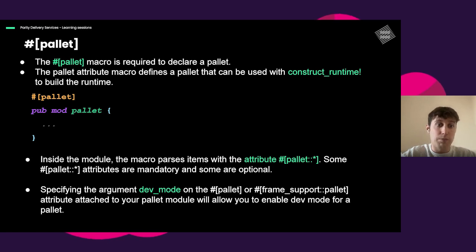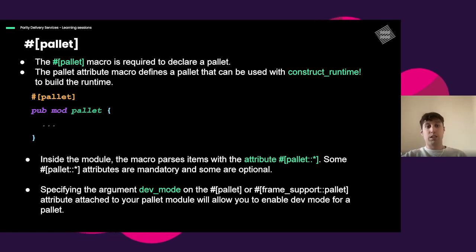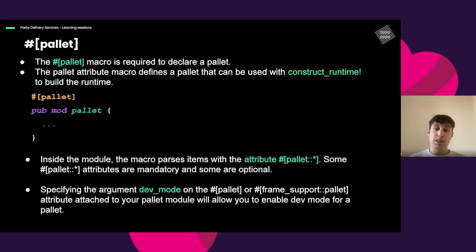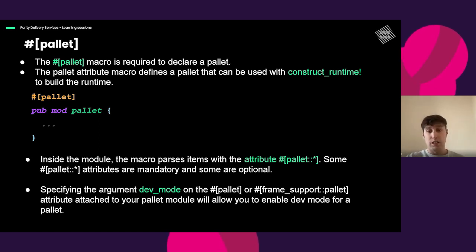Inside of this module, there are some attributes that depend on the macro pallet that you're familiar with. It has similar syntax. It has the hashtag, the brackets, and then pallet config or pallet event or pallet error to define some of the components of the pallet. Some are mandatory and some are optional, but help to work with the functionality.